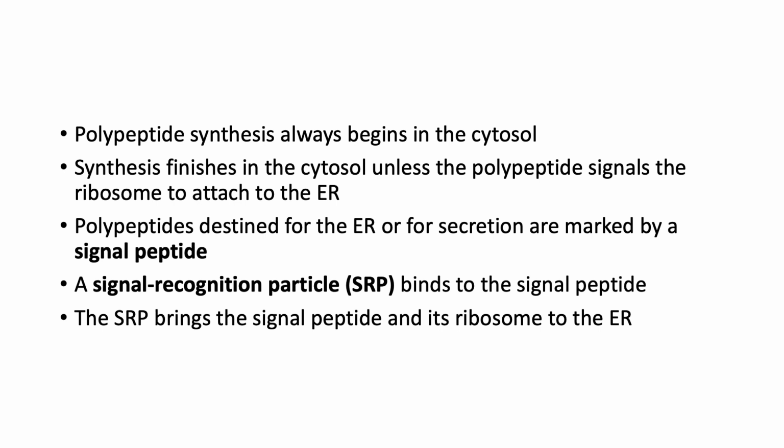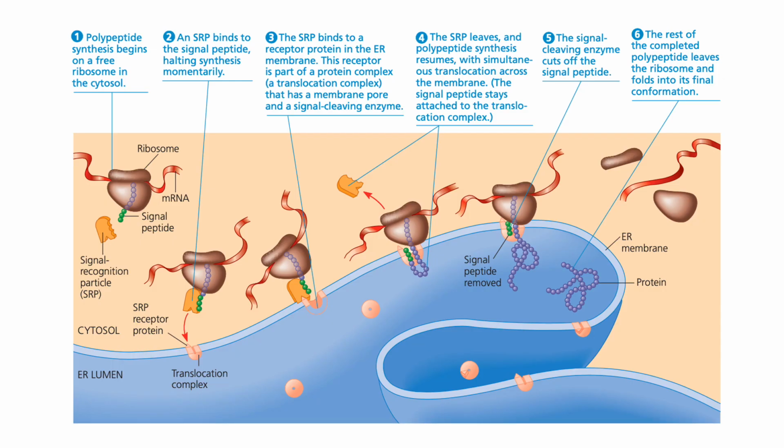A signal recognition particle or SRP binds to the signal peptide. The SRP brings the signal peptide and its ribosome to the endoplasmic reticulum, meaning to say the SRP, or the signal recognition particle, functions as an escort that brings the ribosome to a receptor protein built into the endoplasmic reticulum membrane. This picture shows the signal mechanism for targeting proteins to the endoplasmic reticulum.